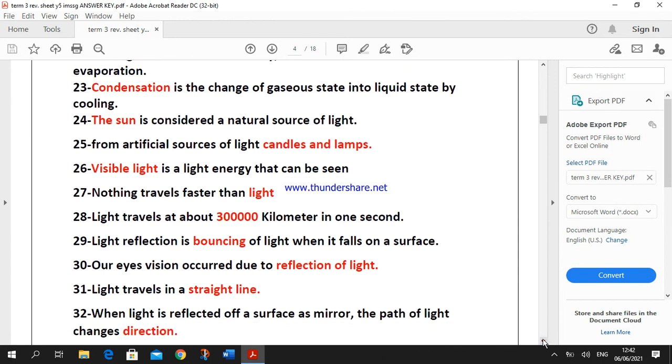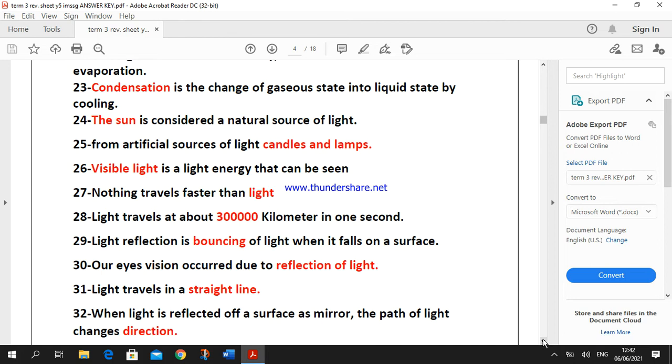29, light reflection means the bouncing of light when it falls on a surface. When light rays fall on a surface, what happens? They will return back or bounce off, and this bouncing or returning back is known as light reflection. Number 30, our eyes' vision occurs due to light reflection, due to the reflection of light.